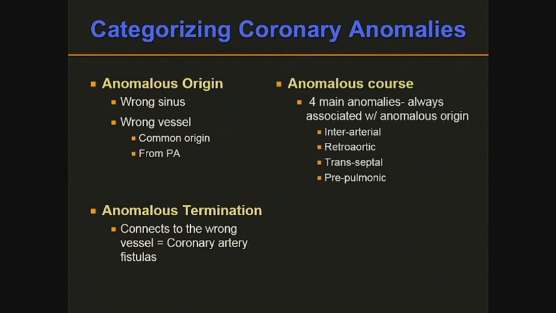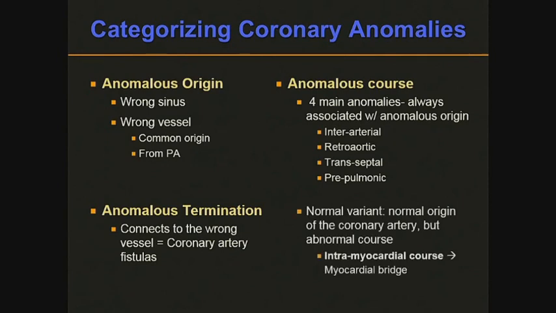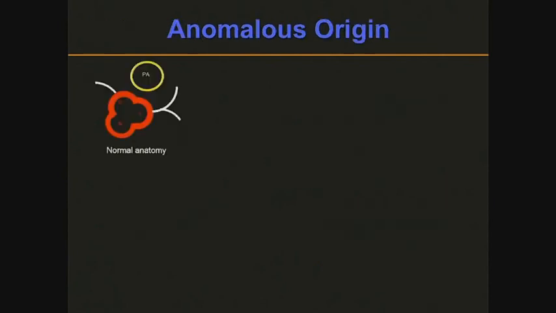And then there are anomalous courses, which are always accompanied by anomalous origins as well. These are intra-arterial, retroaortic, transseptal, you may hear us call it septal as well, and prepulmonic. There are normal variants where the origin is normal, but the course is a little bit abnormal, such as when the patient has a myocardial bridge.